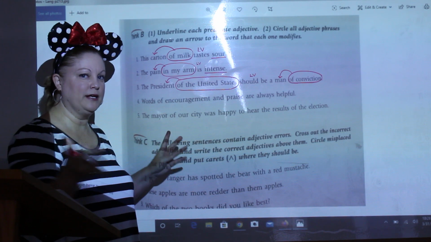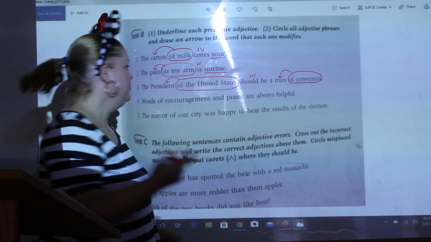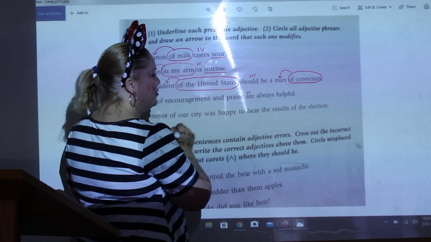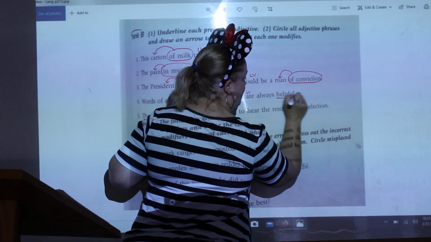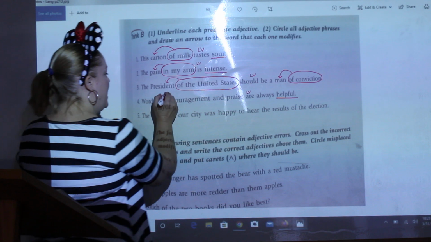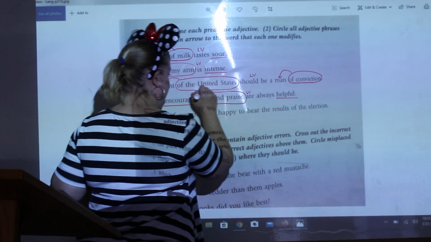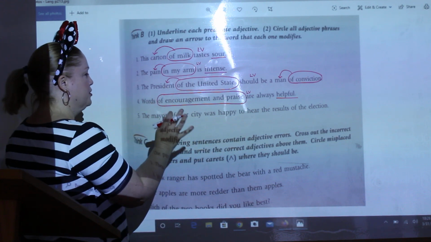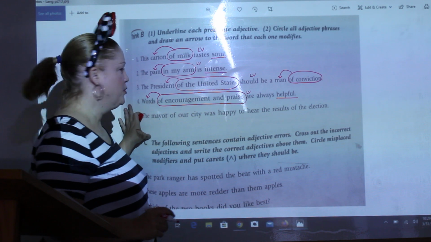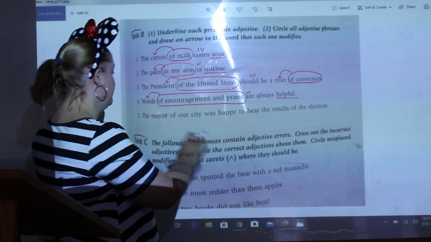So just pause real quickly. I'm going to go right to it. All right, hopefully you recognized this is a linking verb, and we do have a predicate adjective, helpful. Your adjective phrase here is a compound adjective phrase of encouragement and praise, and those modified words. So I hope you caught that whole thing. Again, change anything, correct it if you didn't have it right the first time.